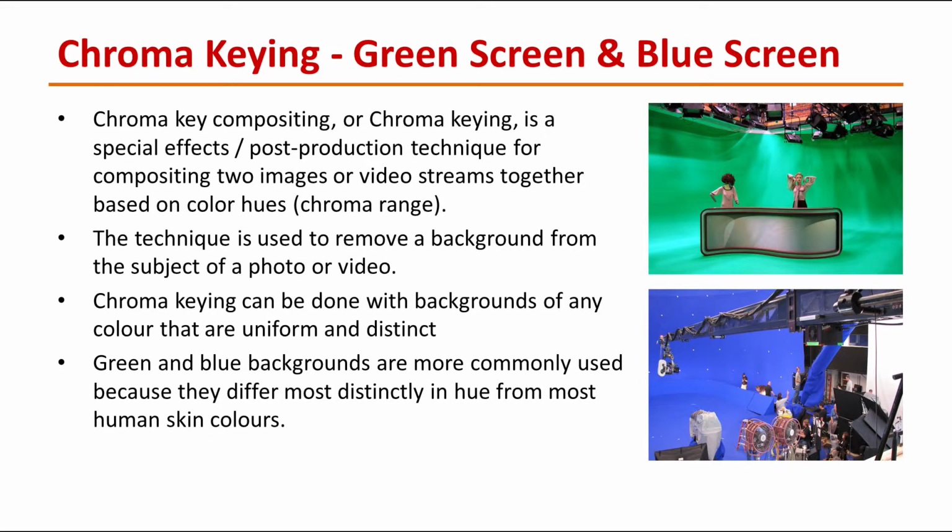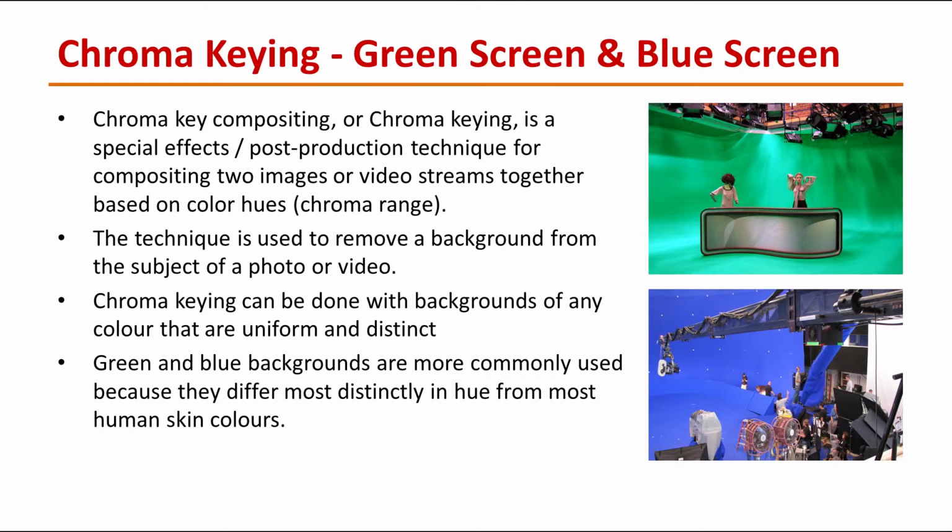Chroma key compositing, or chroma keying, is a special effects post-production technique for compositing two images or video streams together based on color hues. The technique is used to remove a background from the subject of a photo or video. A color range in the foreground footage is made transparent, allowing separately filmed background footage or a static image to be inserted into the scene. The chroma keying technique is commonly used in video production and post-production.